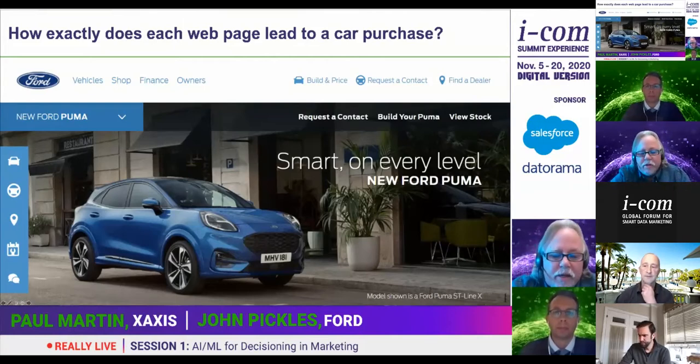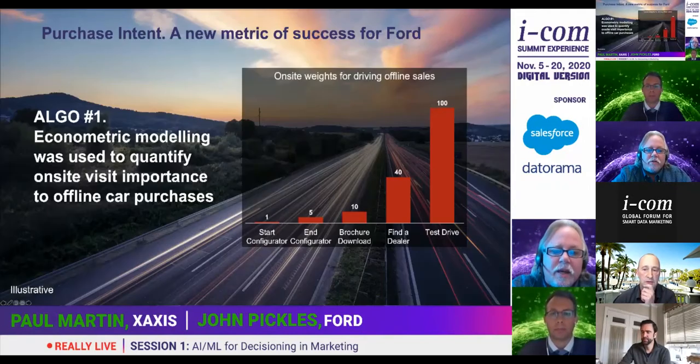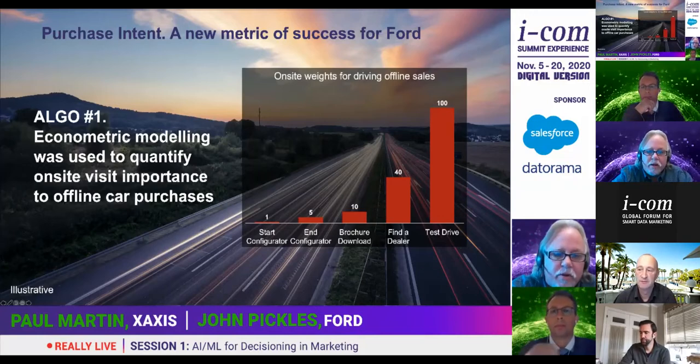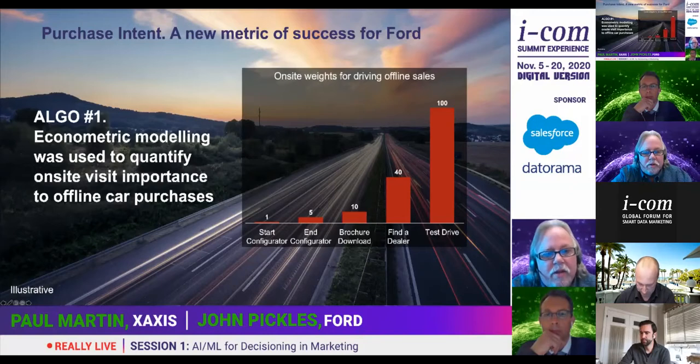In the case of motoring manufacturers, we really wanted to understand and quantify, and that's the point, the difference between, say, a test drive and just starting to look at a particular product or nameplate page. That was a process of econometric modeling. It's quite difficult in the motor business because it's typically a fairly long journey, 3 to 6 months, and generally a broken journey.